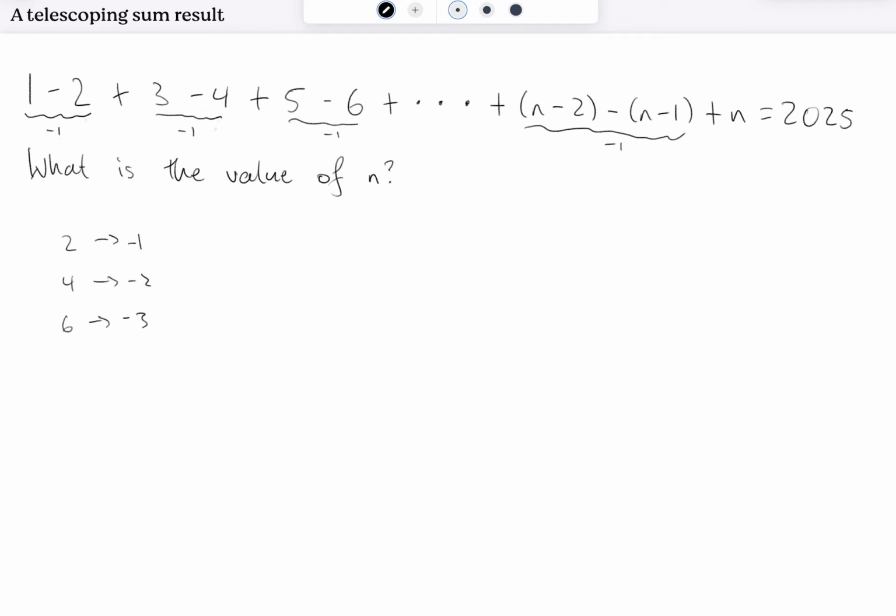When you're at n minus 1, what is the sum up to that point? Well, if we look at the pattern here, we're dividing by 2 each time. So at n minus 1, the sum should be negative whatever n minus 1 is, divided by 2. So that's key to simplifying this left-hand side.